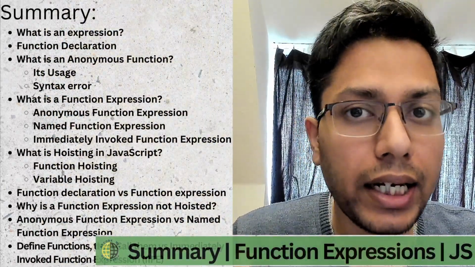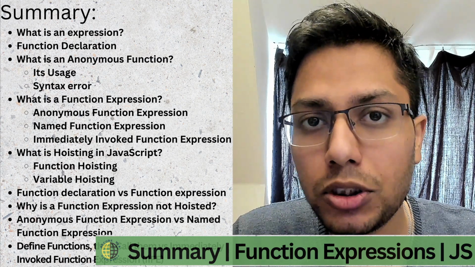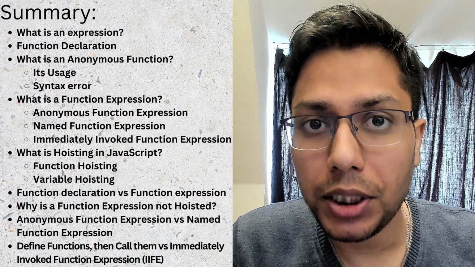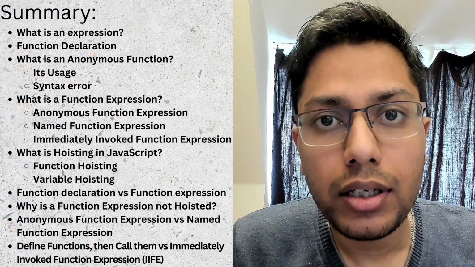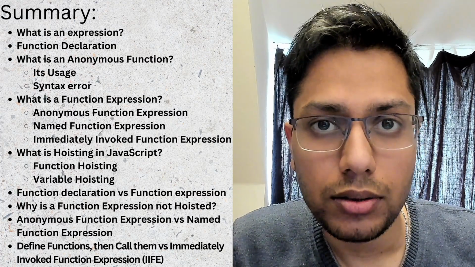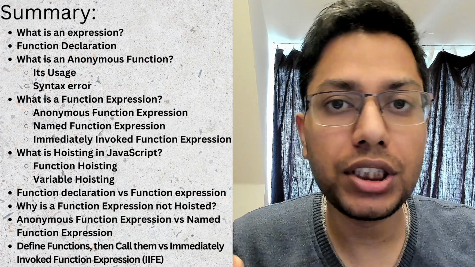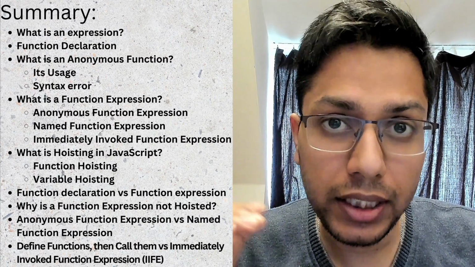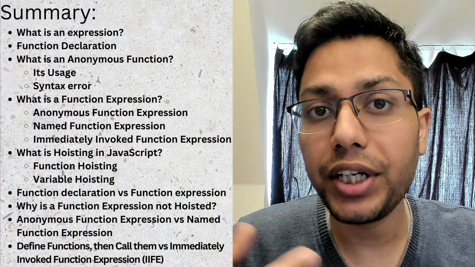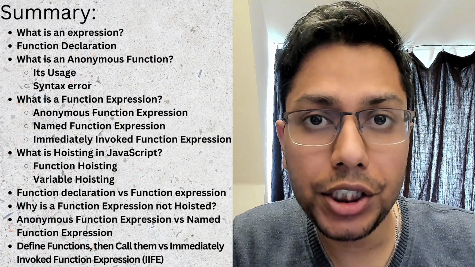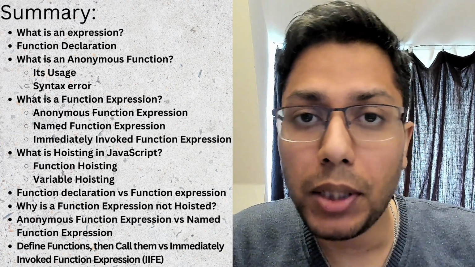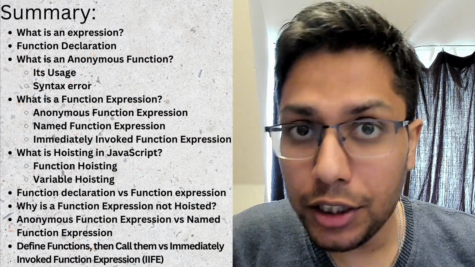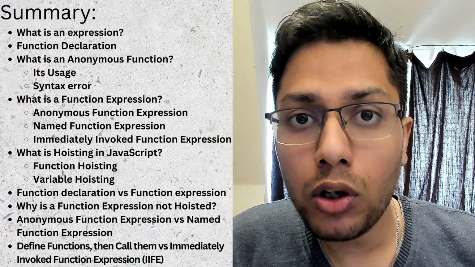To summarize, in this discussion, we covered the concepts of expressions and functions in JavaScript, including various types of function expressions like anonymous, named, and immediately invoked function expressions. We also delved into hoisting, which is a behavior in JavaScript where function and variable declarations are moved to the top of their respective scopes during execution. We discussed the differences between function declaration and function expressions and why function expressions are not hoisted in the same way. Finally, we compared defining functions and then using them to immediately invoked function expressions.